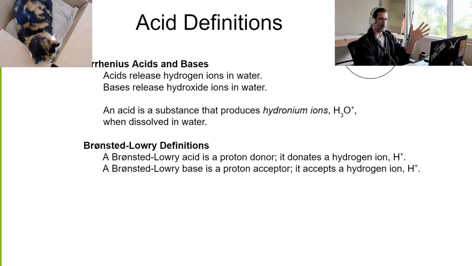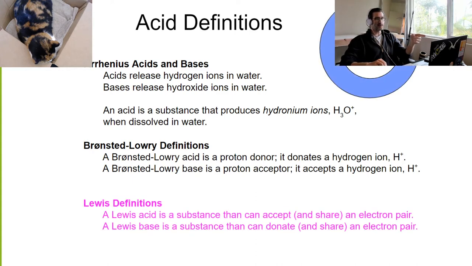A Bronsted-Lowry acid is a proton donor. It donates a hydrogen ion. It gives it up, donates it. The Bronsted-Lowry base is a proton acceptor. It accepts the hydrogen ion. Donating and accepting. And Arrhenius was like, it produces this hydronium ion. It releases its hydrogen ion.